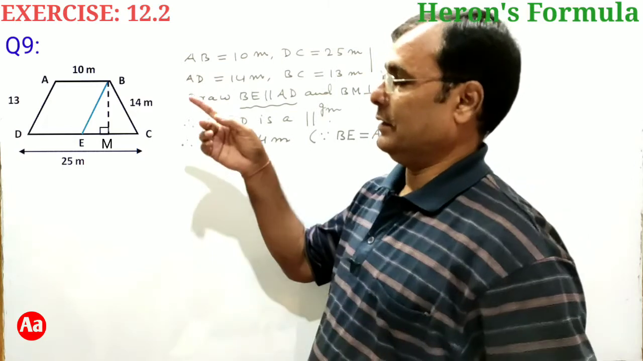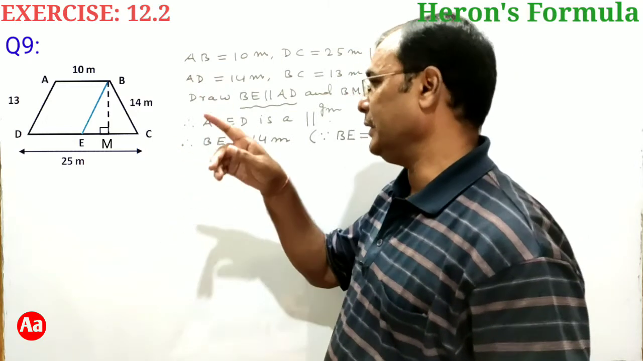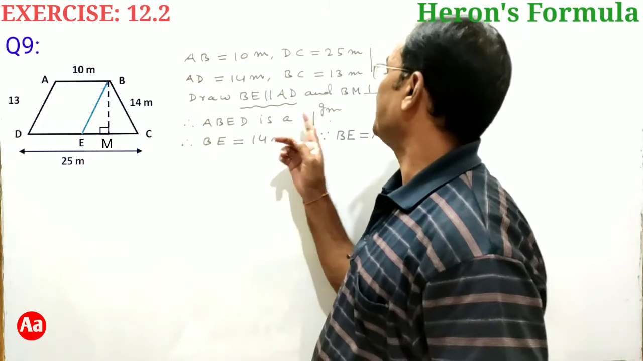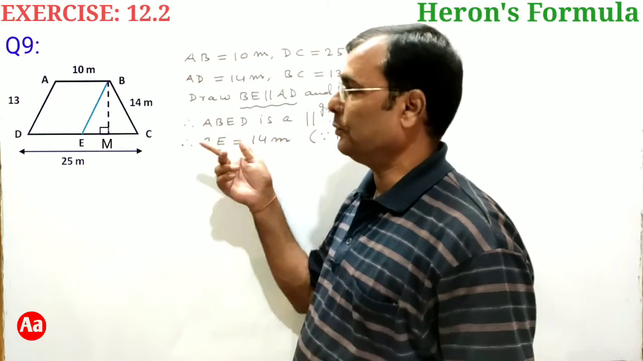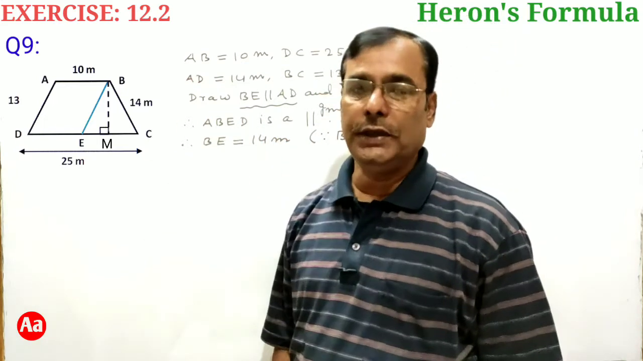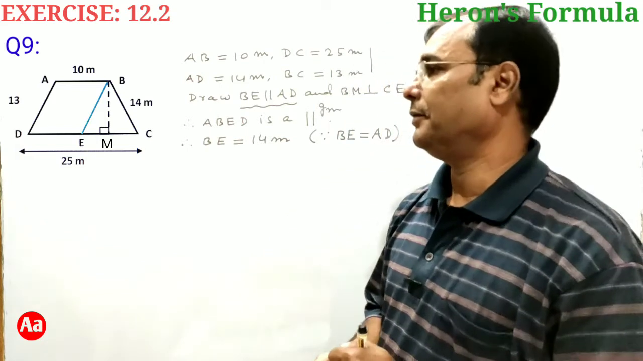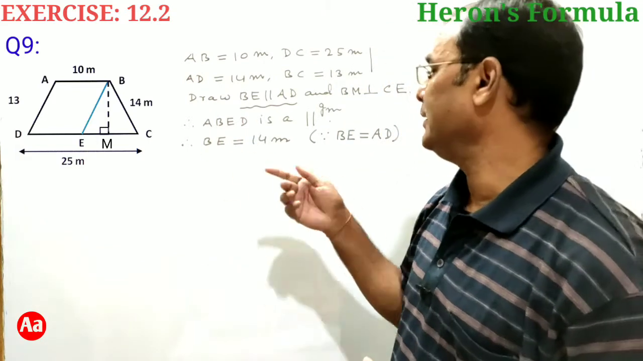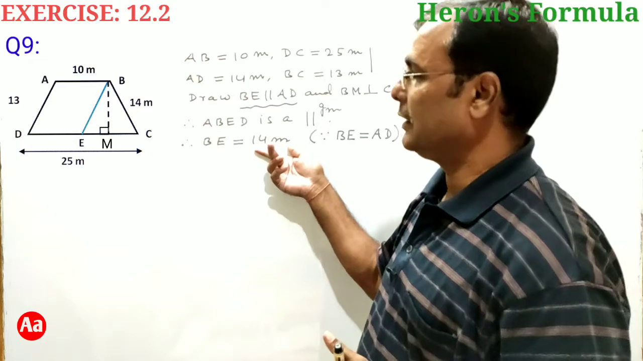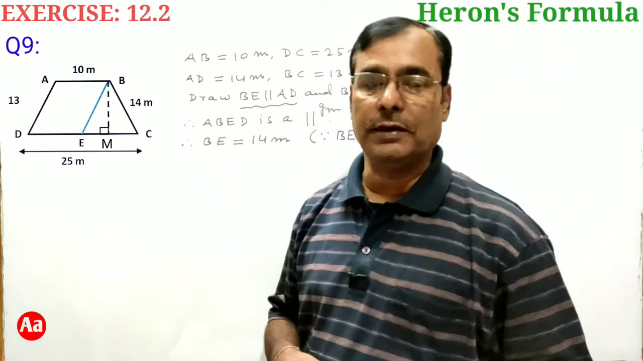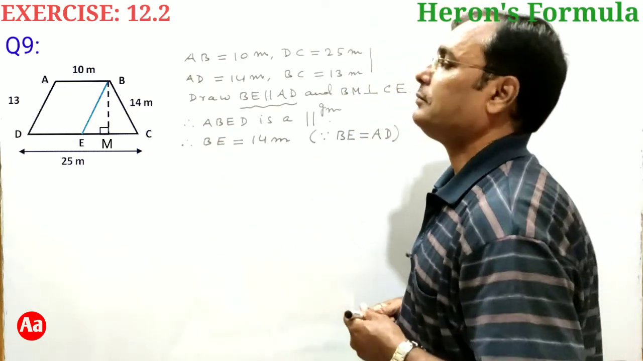So when we have drawn BE parallel to AD, ABED has become a parallelogram, and therefore length of BE will be equal to length of non-parallel side AD, which is given 14 meter. So BE also has become 14 meter.